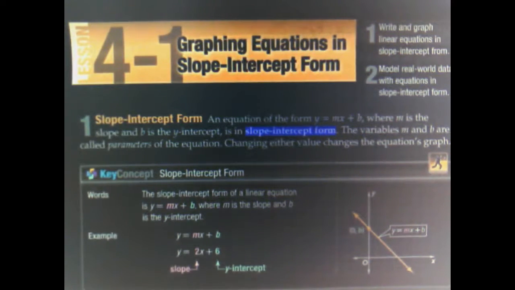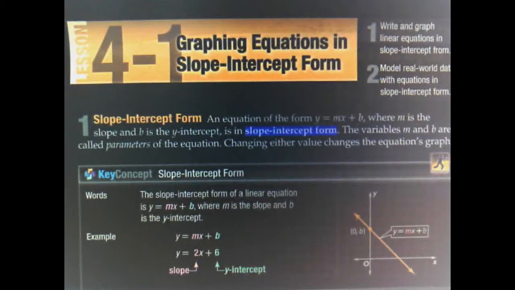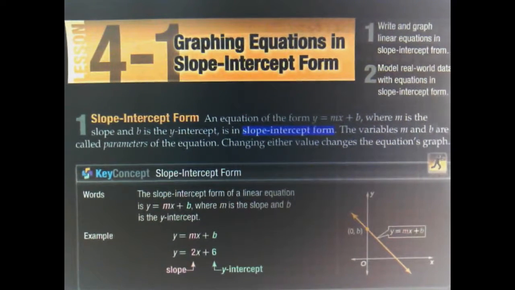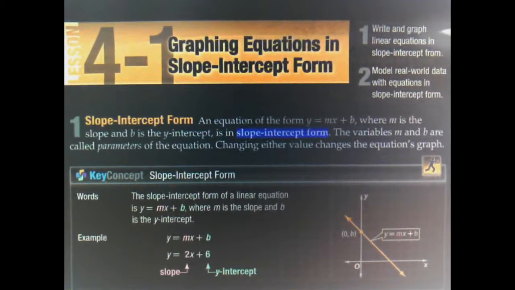Okay, today we're going to be talking about a lesson from Algebra 1, Chapter 4, Section 1. We're going to be talking about graphing equations in slope-intercept form. Slope-intercept form is the most widely used form of an equation for a linear equation. So our objectives today, you're going to be able to write and graph linear equations in slope-intercept form, and you're going to be able to model real-world data with equations in slope-intercept form.